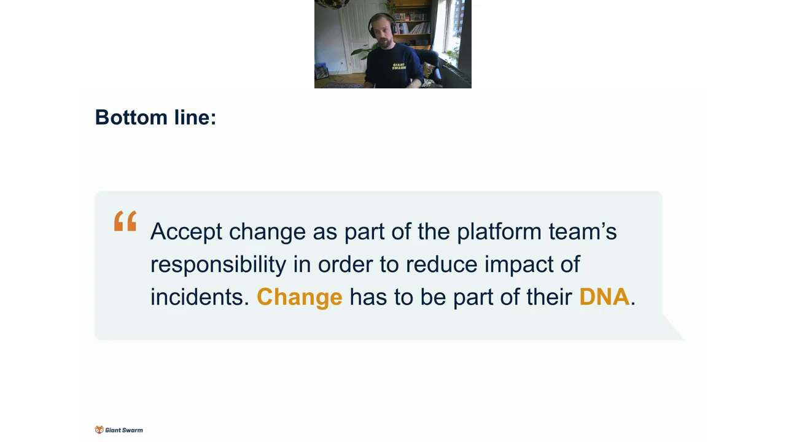Has to be part of the DNA. You have to change more frequently, because in the past, and most of the time, the mindset is, okay, we want to avoid change in order to reduce risk. No, the thing is you have to change in order to manage risk. That's the bottom line here as well.